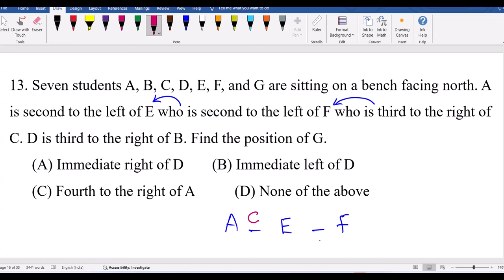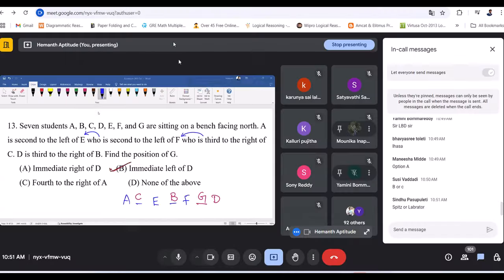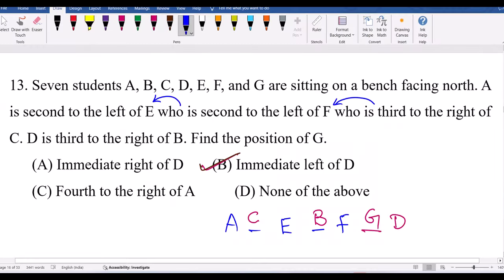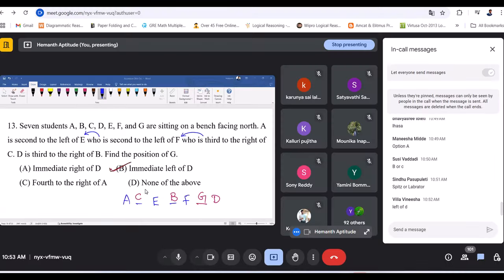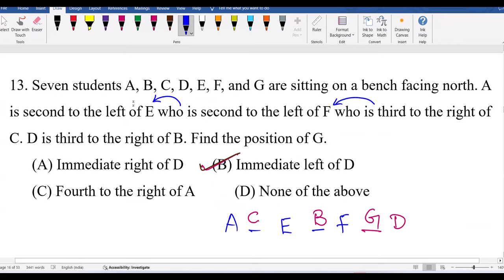D is third to the right of B. If I put B somewhere, third right is not possible. Only possibility is B here. First right, second right, third right is D. And you can see all seven people arrangement done. Then this is G position. G is immediate left of D only. Option B is correct. G is immediate left of D. Good? Yes, option B is perfect.